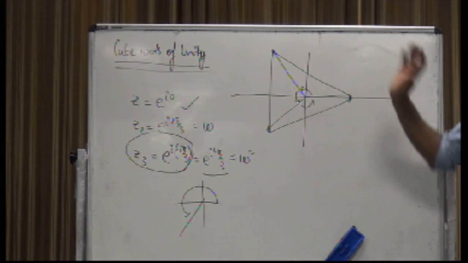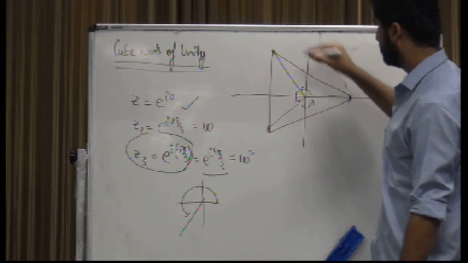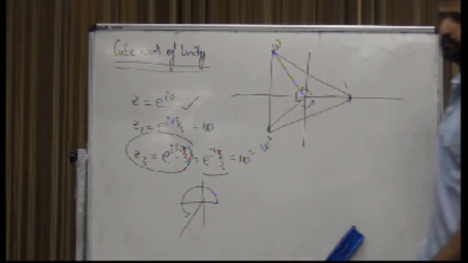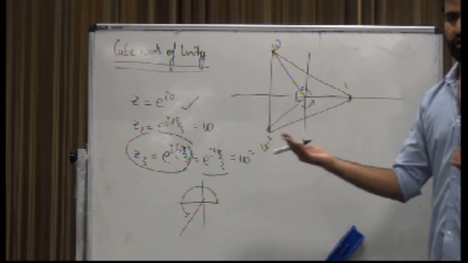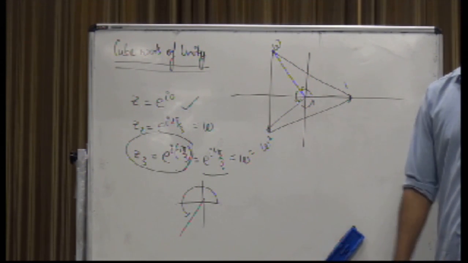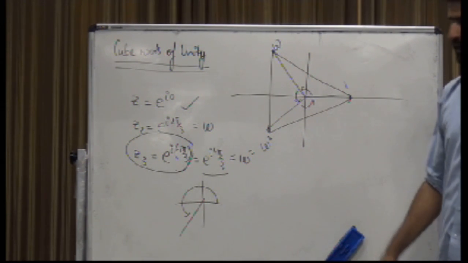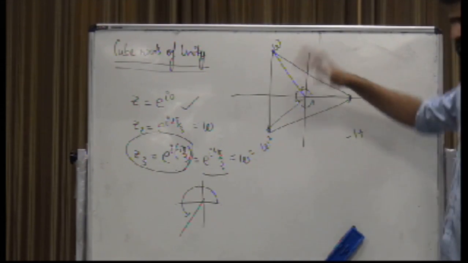So this is a very important thing. The first complex number, which is over here, is 1. The second complex number is omega, the third one is omega square. So these are the cube roots of unity: 1, omega and omega square. This is just a representation, like iota.